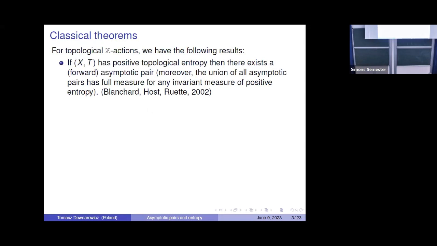If a topological system has positive topological entropy, then we are sure to find in this system an asymptotic pair. Moreover, if you unite all the pairs as one set, then you have something of positive measure. This is due to the classical result of Blanchard, Host and Rouet from 2002.